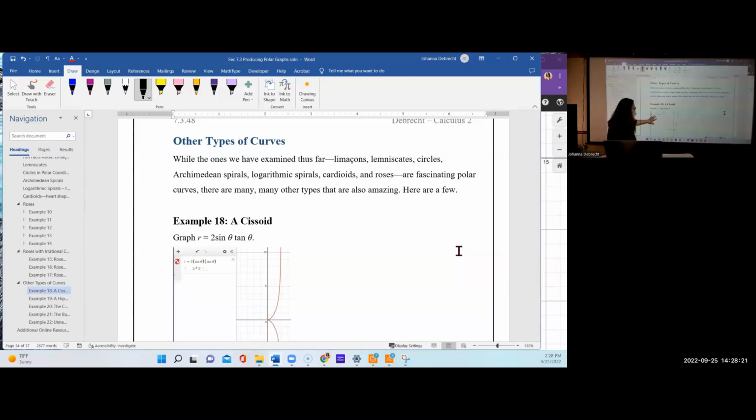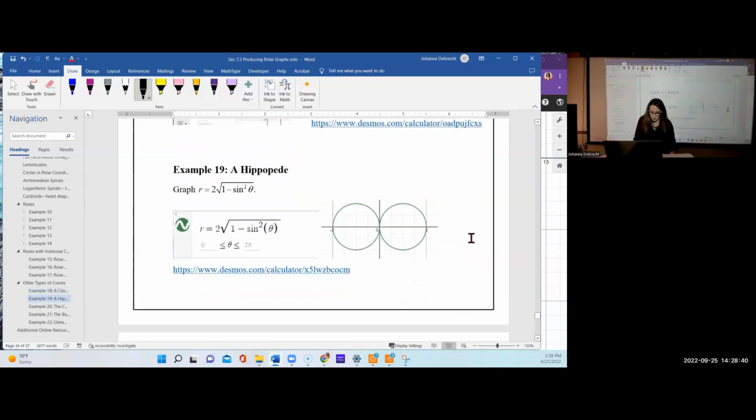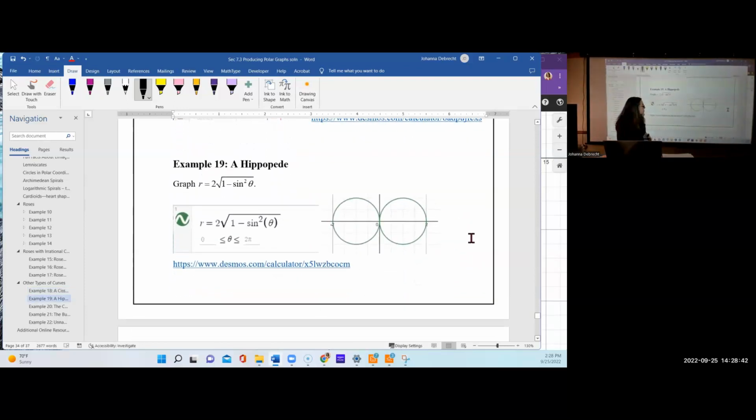All right, now this one is actually called a cissoid, and it looks kind of like a kid drawing a bird, but tilted sideways. And this is the equation 2 sine theta tangent of theta. And so it has this sort of equation right here. It's a cissoid. And then we have a hippopede, which we saw earlier. It was one of our examples when we were looking at symmetry. It's basically two circles side by side. And it produces this very symmetric graph, all right, that you see right here.